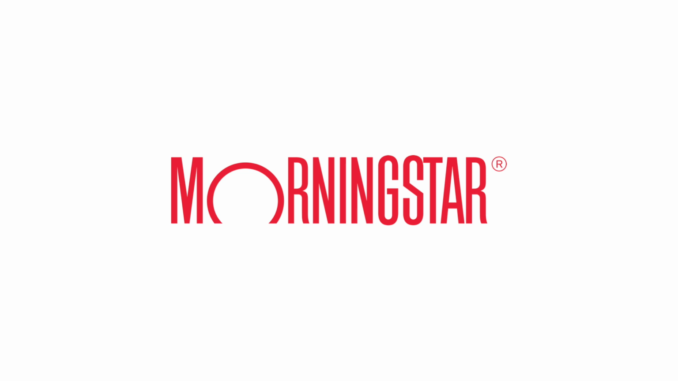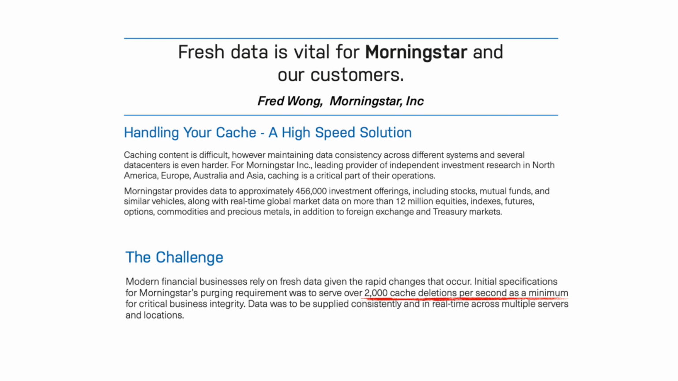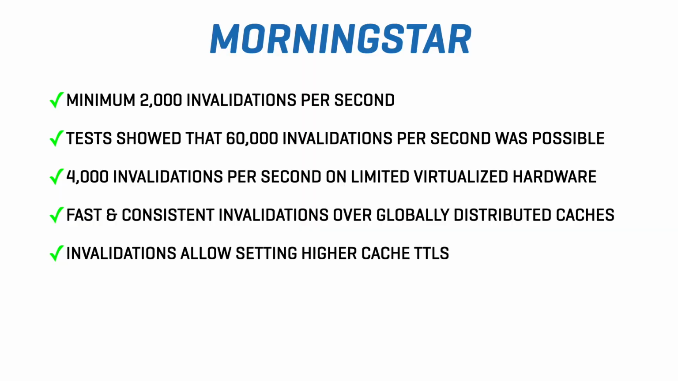Our next use case is with Morningstar, a client of ours and a US-based investment research firm. As the customer case states in the headline, fresh data is vital for Morningstar and their customers. And their requirement was to have a minimum of 2,000 cache deletions per second. Anything below that was not acceptable. We took those numbers and went to work with them as a minimum requirement, and our tests showed that we could perform more than 60,000 cache invalidations per second, which is absolutely massive.